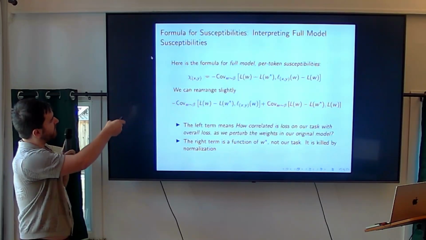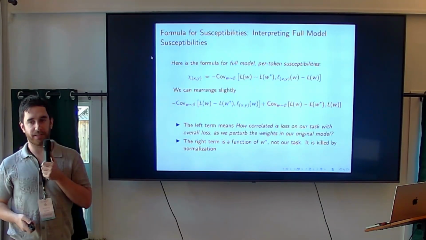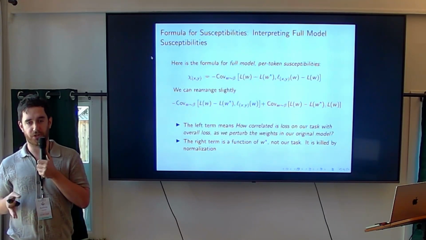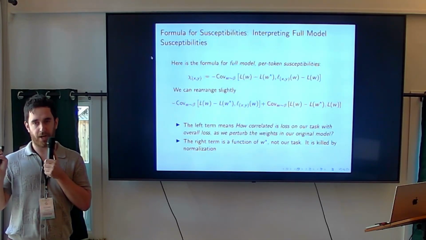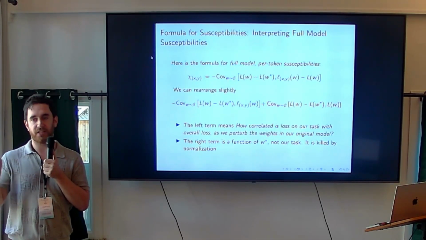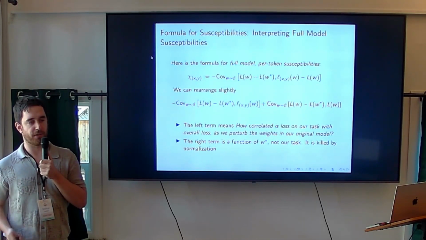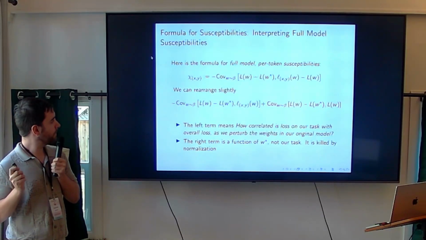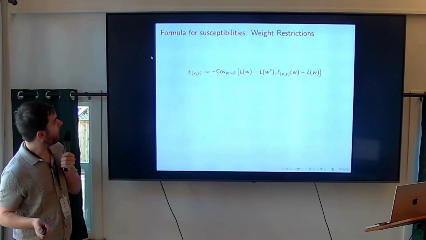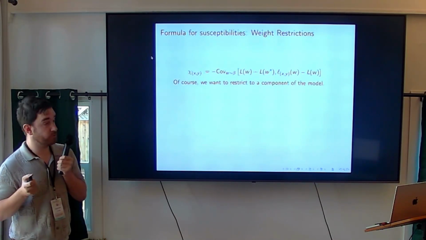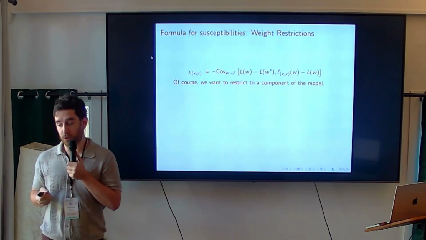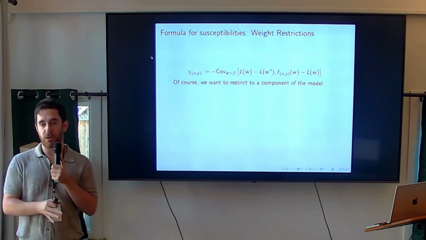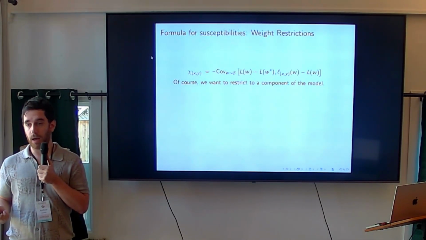So the result is that this full model per token susceptibility looks a lot like what you would do with an ablation. Damage the model, track how there's a change in loss and a change in loss on your task, and how these two things are related to each other. Of course, we want to restrict to a component of the model, right?